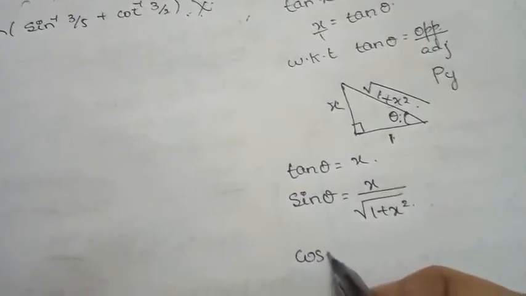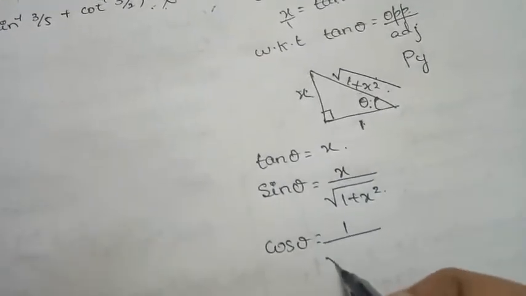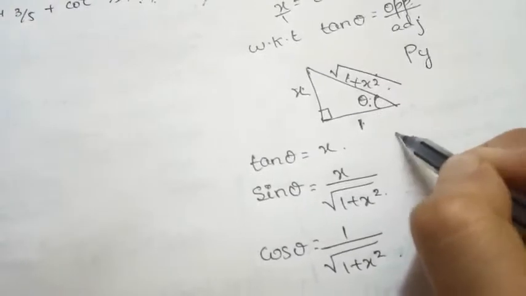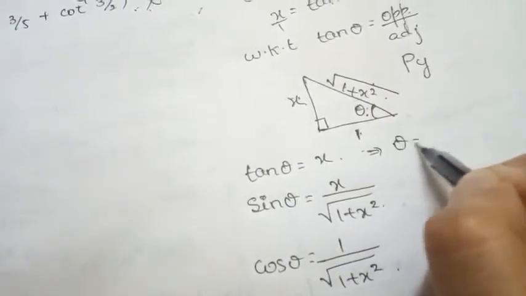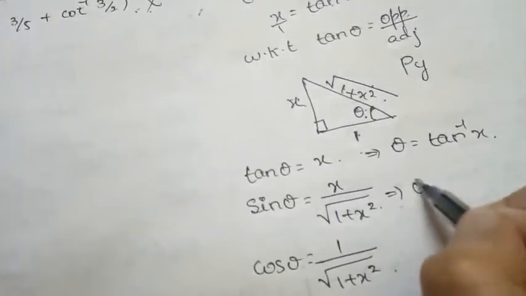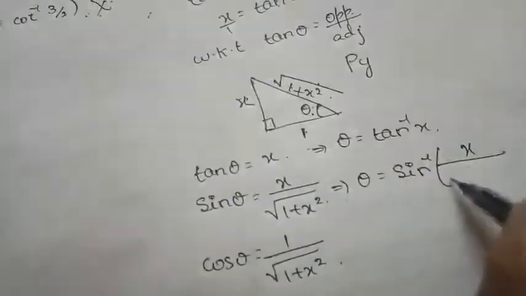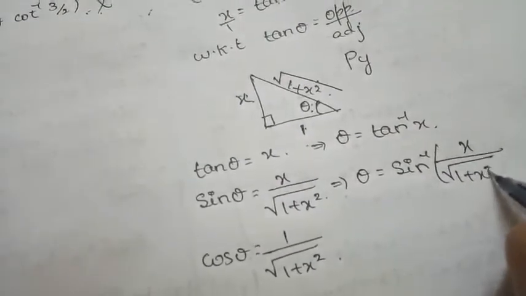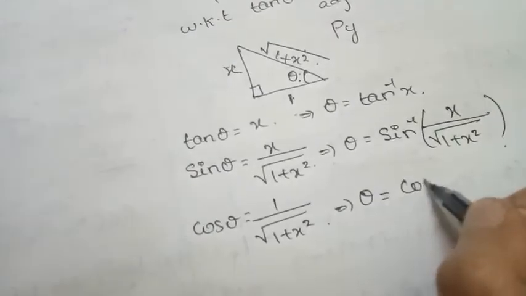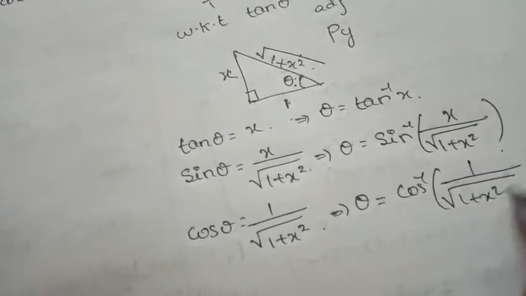What about cos theta? It is nothing but adjacent by hypotenuse, so it is nothing but 1 divided by square root of 1 plus x square. So what does this imply? Theta is equal to tan inverse of x. Even this implies theta is equal to sin inverse of x divided by square root of 1 plus x square. And this implies theta is equal to cos inverse of 1 divided by square root of 1 plus x square.